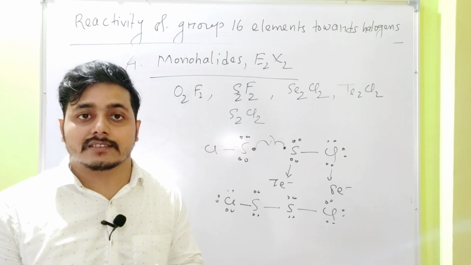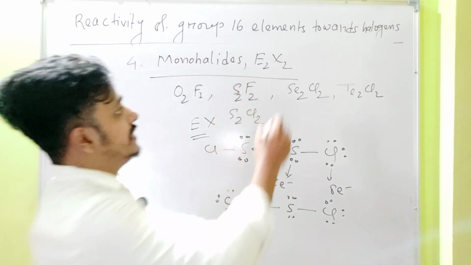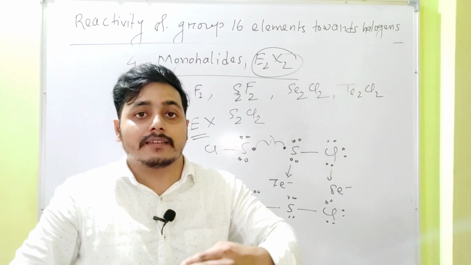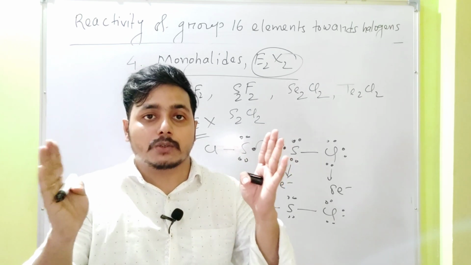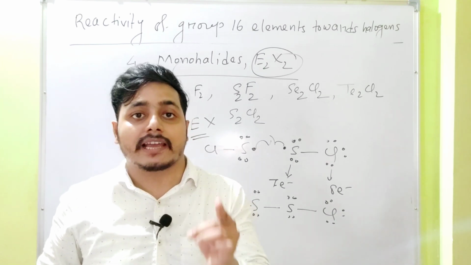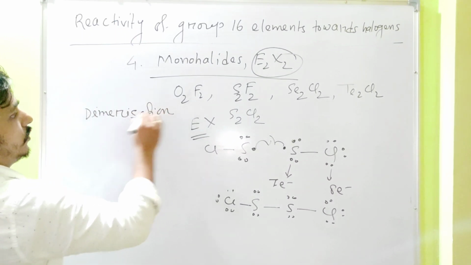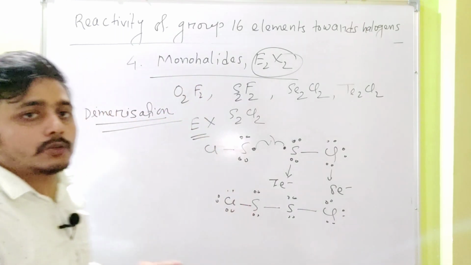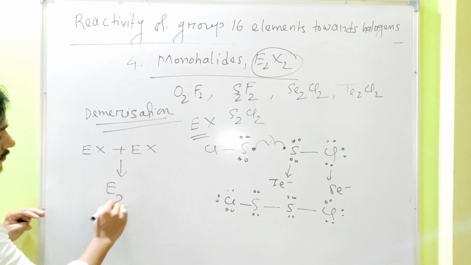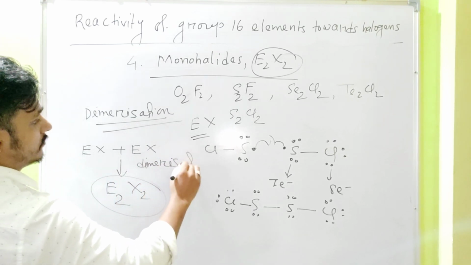Therefore monohalides do not exist as EX. They exist as E2X2. It means they undergo dimerization. What do you mean by dimerization? If two molecules combine together to form one molecule, it is called dimerization. So in case of monohalides, two EX units combine together to form E2X2. It is called dimerization.